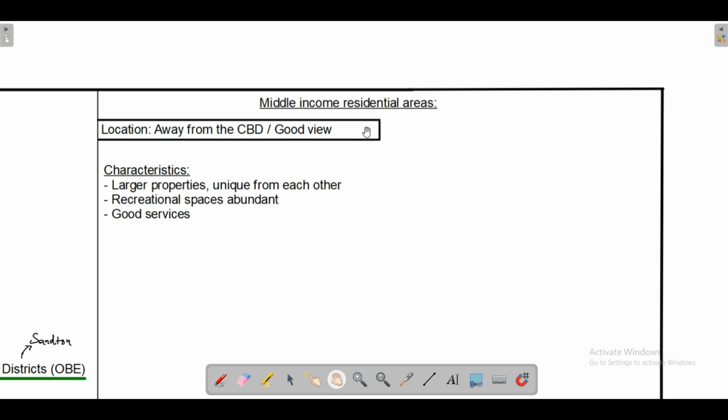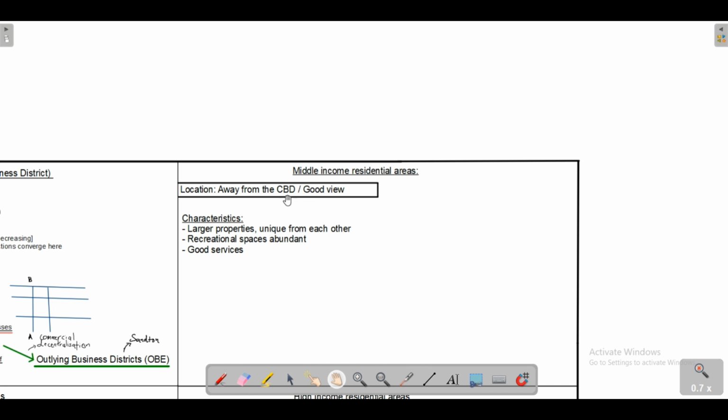So these are your middle income residential areas. Yes, they have larger properties, but they do not have luxurious properties. Clean properties, large properties that are unique from each other, good neighborhood, clean neighborhood, good services, and so on. Away from the CBD, away from the noise, away from chaos.